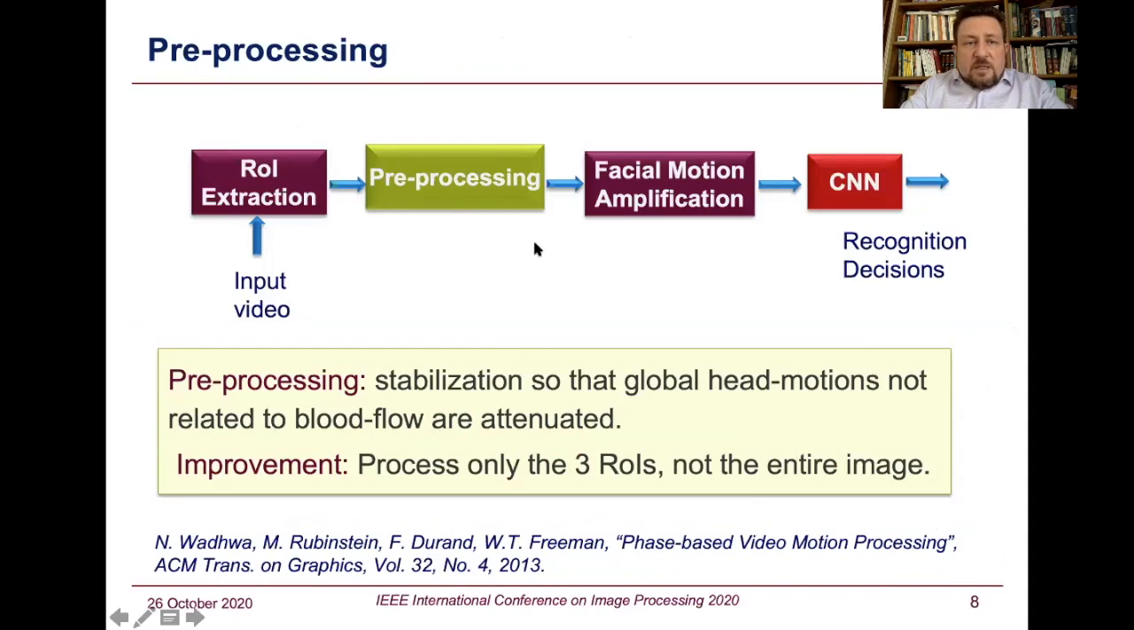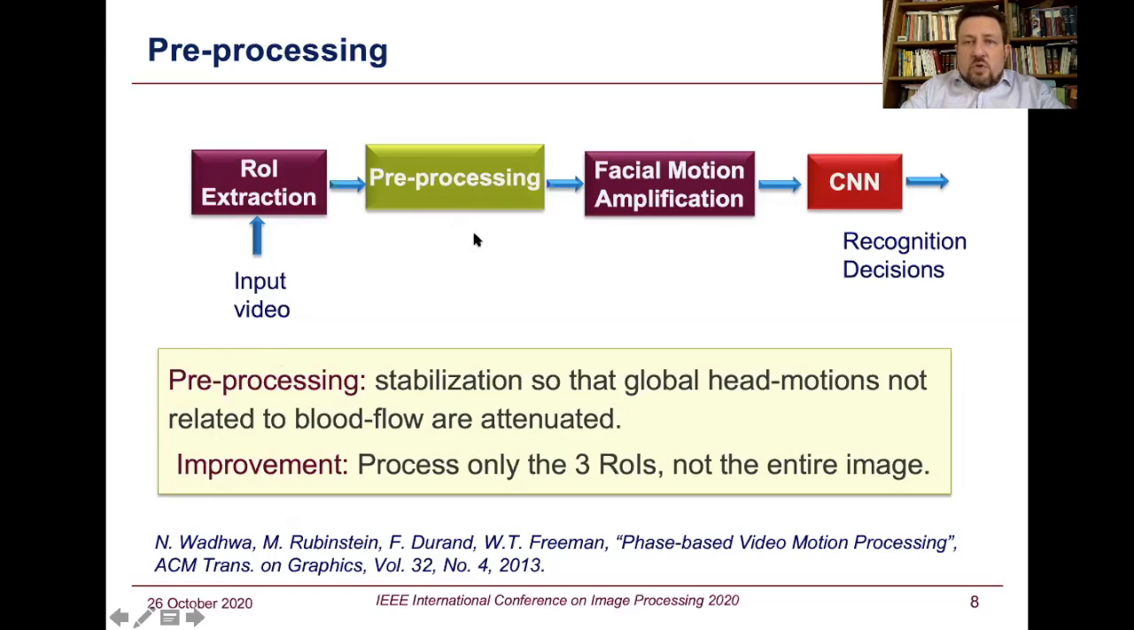The second part of the architecture is to do pre-processing. So one requirement for our approach to work, and generally for motion amplification, is that the subject must stay as still as possible. So during the recording, we're telling the subject to stay as still as possible. But even if they do so, it's impossible for a human to stay absolutely still. There might be some micro movement here, which of course will deteriorate the result of facial amplification.